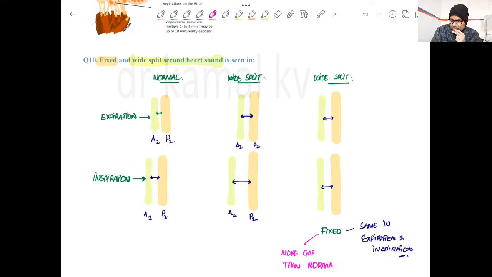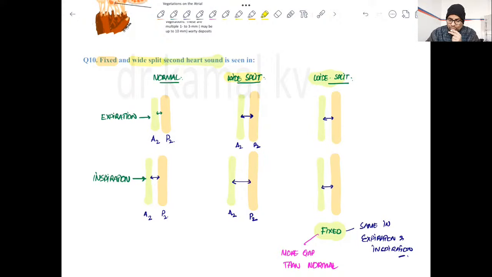So you understood this word? If I am using the words wide fixed, it means the gap is more than normal, but it has nothing to do with the phases of respiration. It remains the same in expiration or inspiration. Otherwise, if I am simply using the words wide split, it means the gap is increasing in expiration and it is increasing further in inspiration. Clear? So I think this much description will help you.